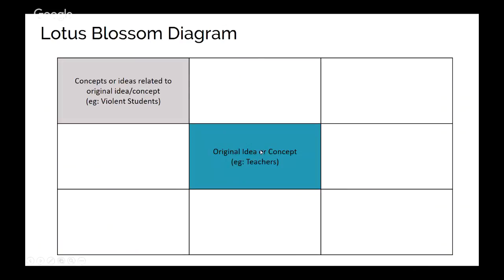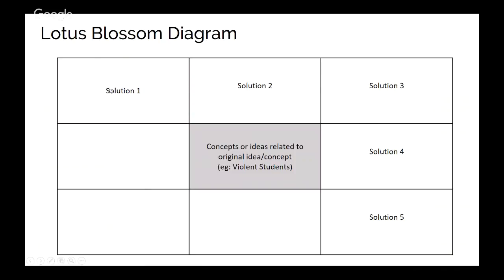Here we have the idea of tools for teachers, and violent students is one category, and then you have all these other categories. Then you branch out and say, let me look at the idea of violent students and come up with solutions for that. You can always go deeper into one particular solution and ask how we add more or take more away. The lotus blossom is your mesh of innovation as well as your brainstorming, so you come up with as many ideas as possible.